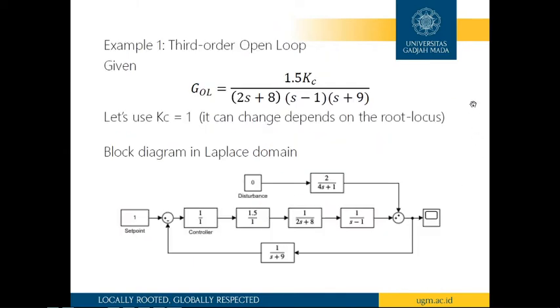Let's take the first example from the third order open loop process. Given that G open loop is equal to 1.5 Kc over (2s plus 8) times (s minus 1) times (s plus 9). Now let's use Kc equal to 1 as the first trial, and we can make the block diagram in the Laplace domain using Simulink.